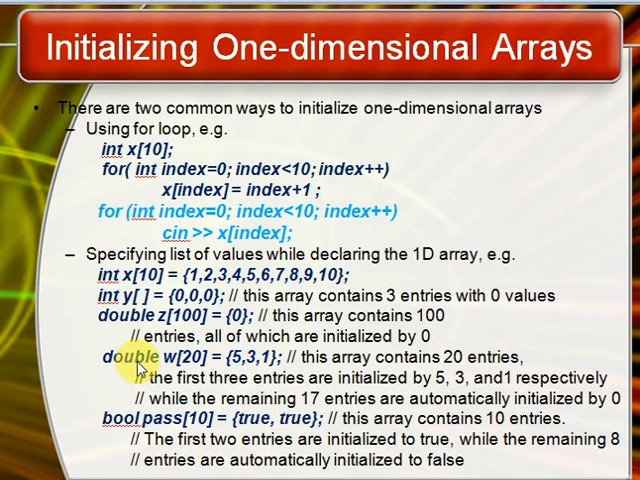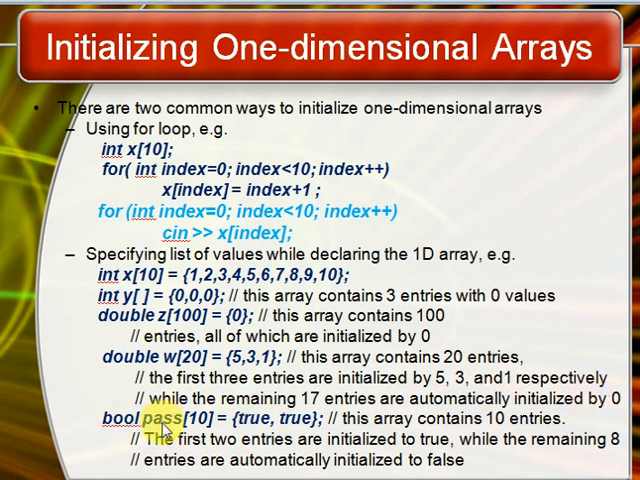Then double w[20] = {3, 5, 3, 1}: the capacity of the array is 20, but here we are using only 4 values. So this array contains 20 entries. The first entries are initialized by 3, 5, 3 and 1 respectively, while the remaining entries are automatically initialized by 0. That is a very important point.